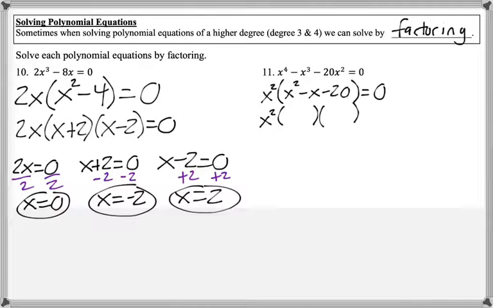So I can put my two parentheses, my x and my x, and then what two numbers multiply together to give me negative 20, but add together to give me negative 1? And that will be negative 5 and positive 4. So then I want to set each of my factors equal to 0.